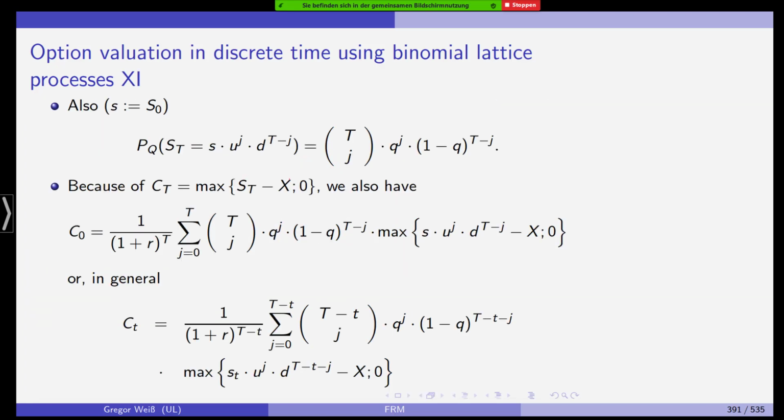That the probability for this stock price, ST, at the end is given by the initial stock price, and then it can go up J times, and if it has gone up J times, it can only go down capital T minus J times. And this is given by the binomial coefficient T over J times the probability q taken to the Jth power times 1 minus q taken to the power of capital T minus J.